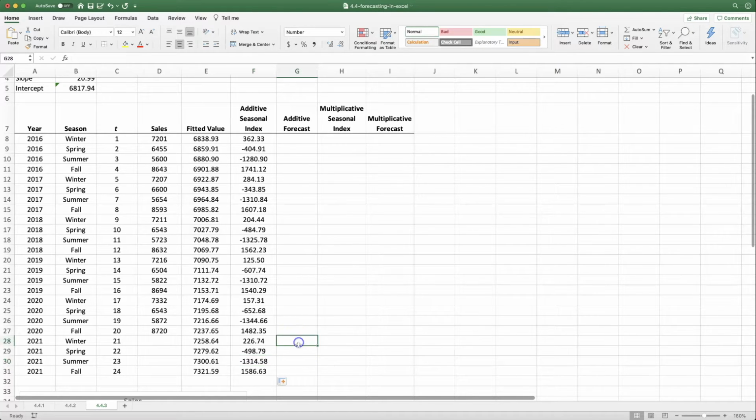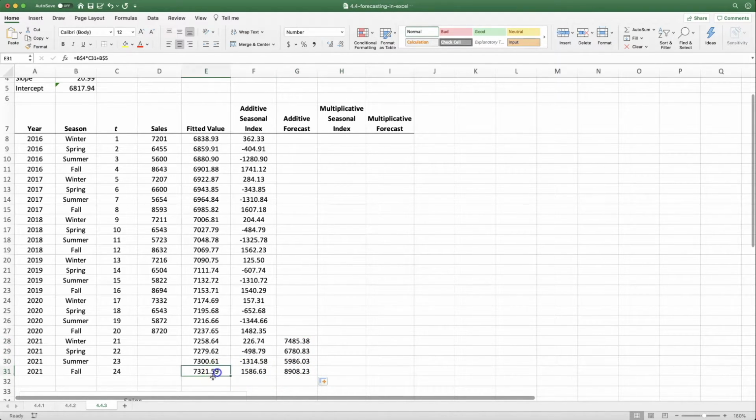The additive forecast can then be computed by taking the predicted value from the regression line and adding this adjustment. In winter, we on average saw 226 more books, so we're just going to add 226 to the fitted value, 7485. That's our adjusted and final additive forecast. We autofill this down and we get a forecast for each season.